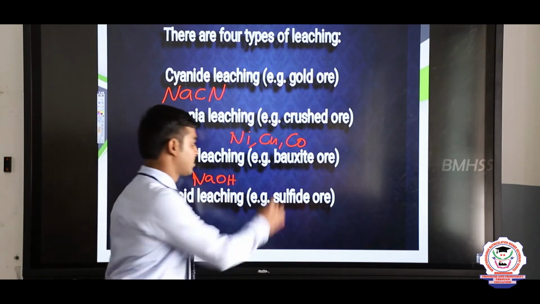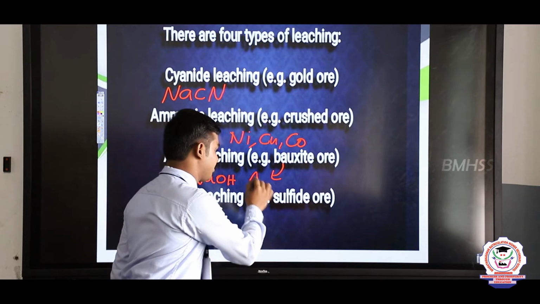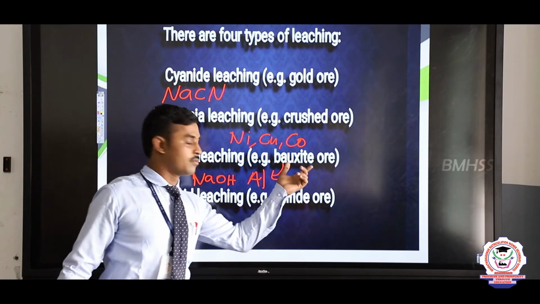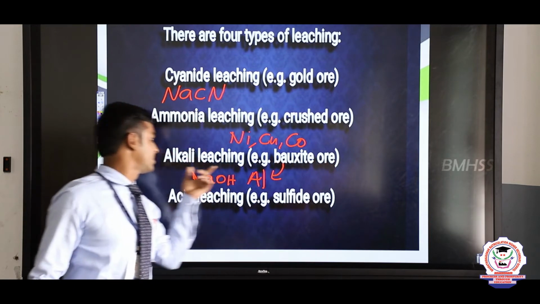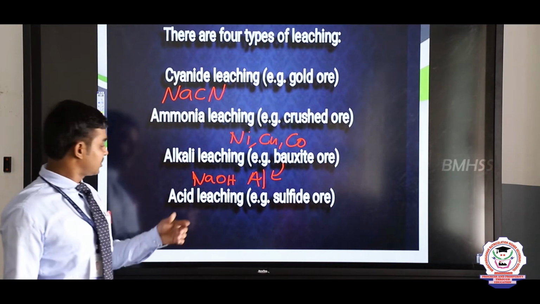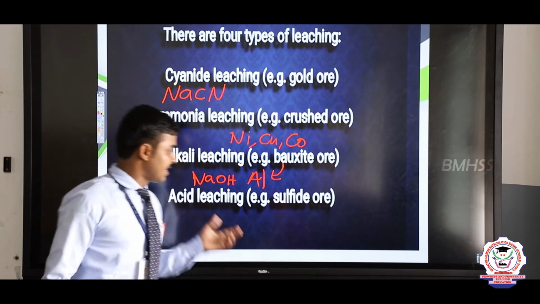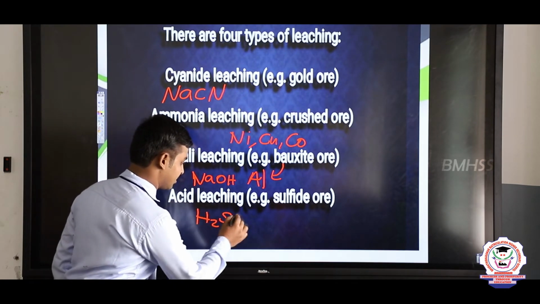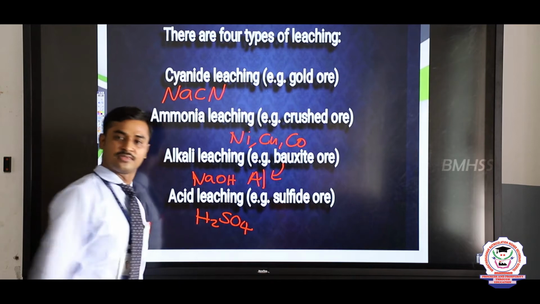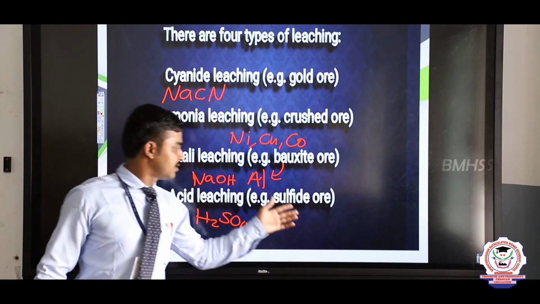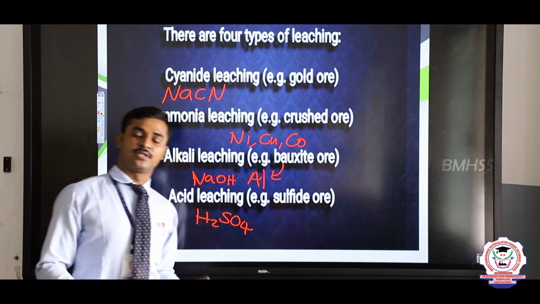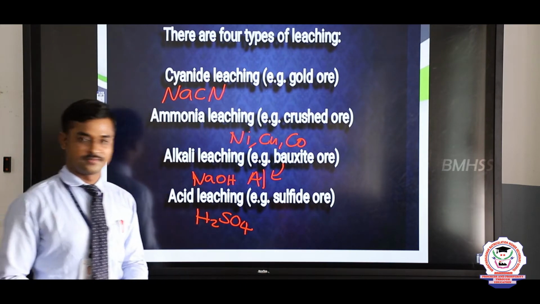This is especially suitable for aluminum, which is obtained from bauxite ore. So bauxite ore is used in alkali leaching. The last one is acid leaching, where we use an acid. You already know that the king of acids is sulfuric acid, H2SO4, used as a solvent. This is especially used for sulfide ores, for example zinc sulfide, lead sulfide, etc.